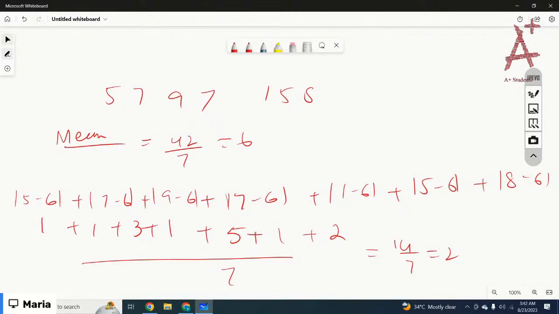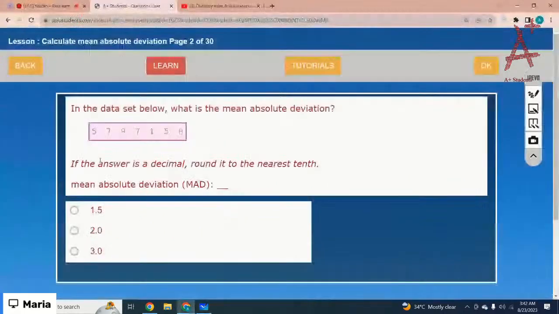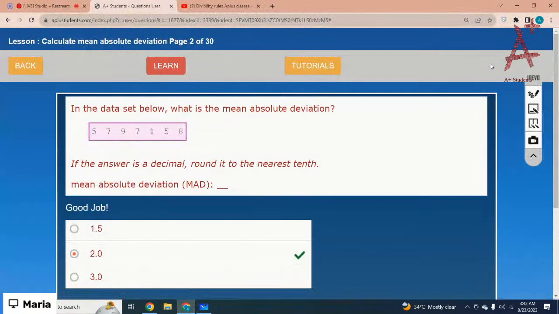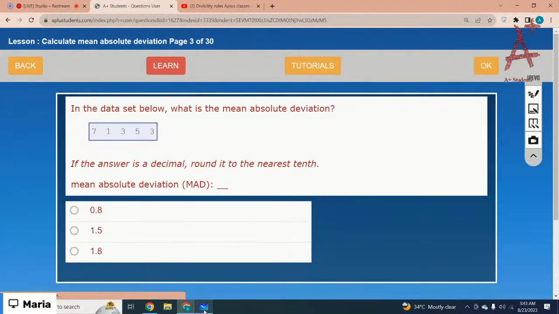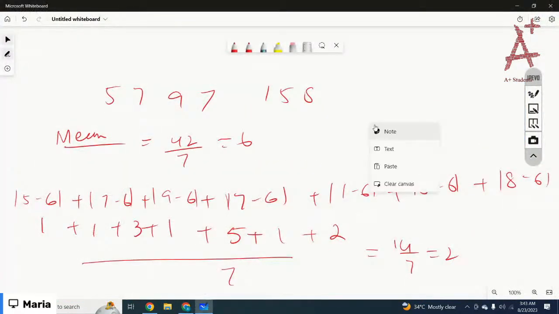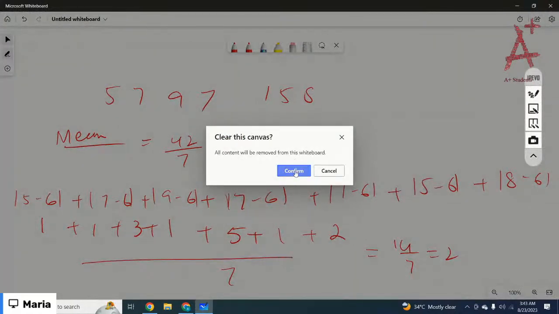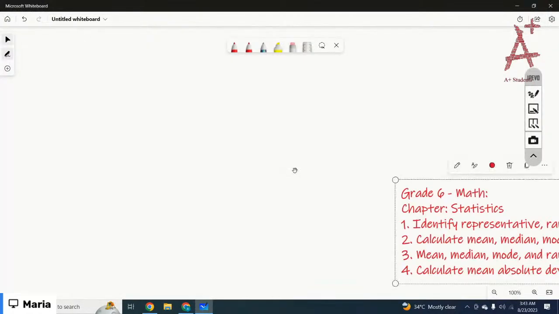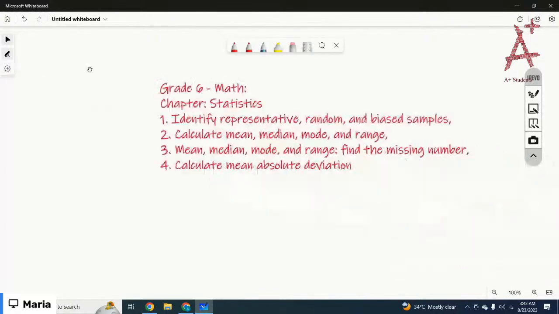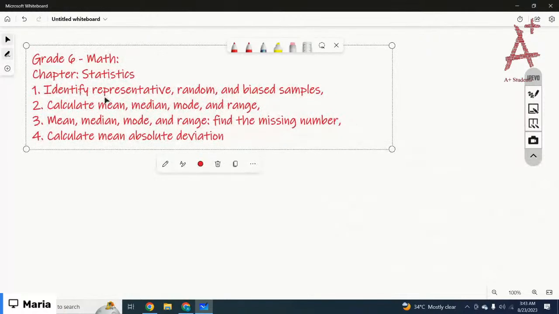Okay. You can complete the lesson by yourself later today. If you need help with any of the lesson, you can contact any tutor on the Skype. They are available from Monday to Friday, 5 to 9. So we were working on grade 6 math. The chapter we're working on is statistics. Lessons we have covered are identify representative, random and biased samples, calculate mean, median, mode and range, find the missing number and calculate mean absolute deviation.